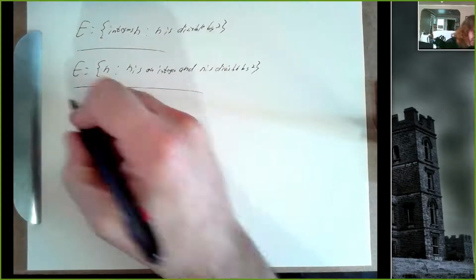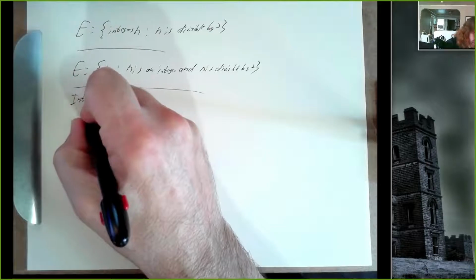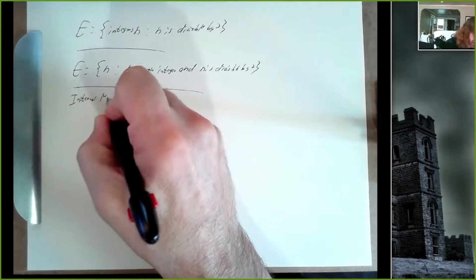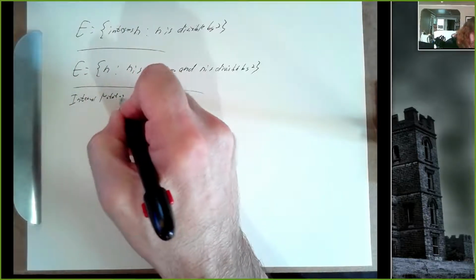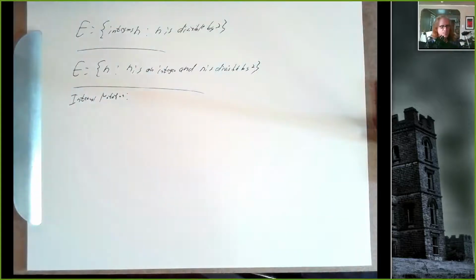Another way is to use something called interval notation. And this works with numbers mostly. And we have to know what kinds of numbers we are talking about. Are we talking about integers? Are we talking about real numbers? And so on. But here's an example of interval notation.